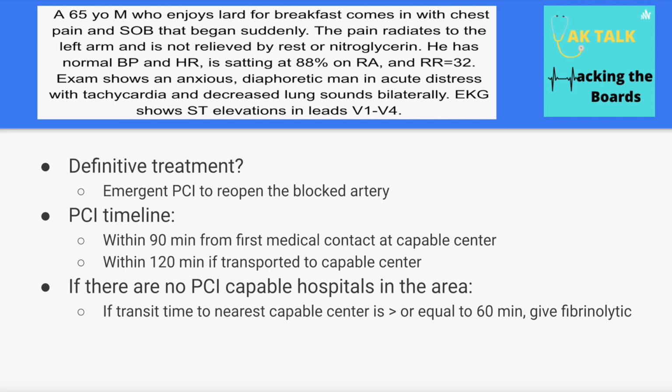Let's say all the hospitals in the area have only a thrombolytic available and no cath lab. What's the rule in terms of the timing then? So if transit time to the nearest cath lab is greater than or equal to 60 minutes, you should just give TPA and keep them there. In other words, don't transport. The answer on the test in this case would be a drug ending in teplase, such as alteplase, or sometimes you'll see streptokinase. With that, let's move on to our last case on acute infarction.